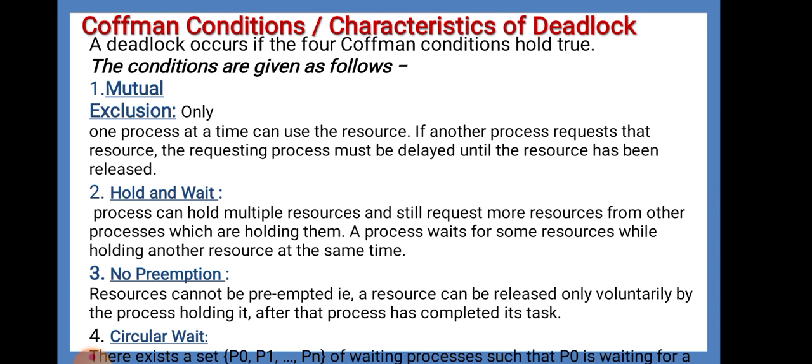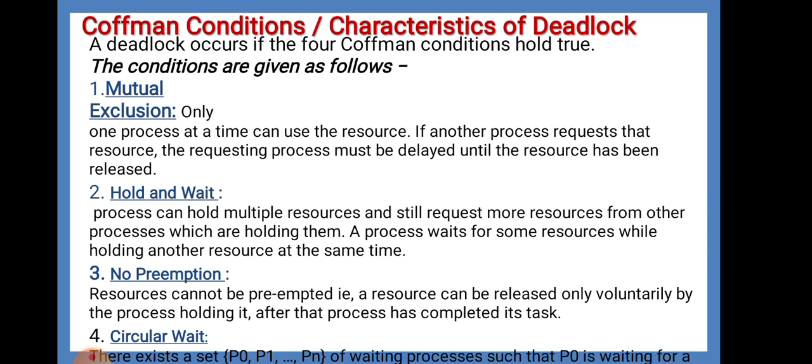that is hold and wait. So a process may have multiple resources and still be requesting more resources that are already held by some other processes. Here the process is going to wait for those resources. Clear? So while holding one resource, a process waits for another resource at the same time. So this is the second condition.